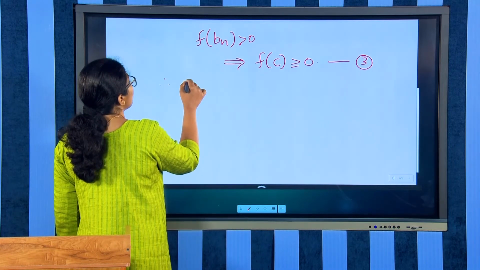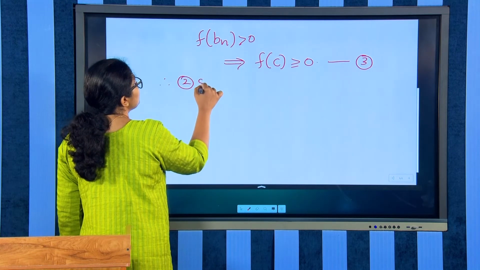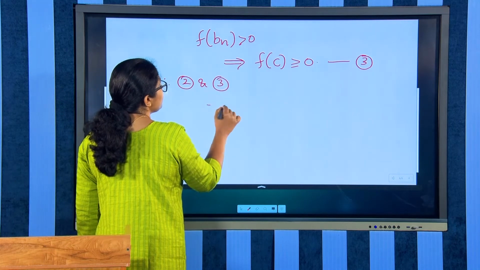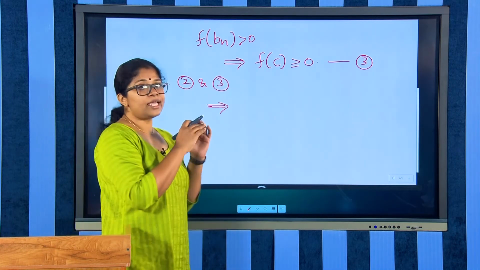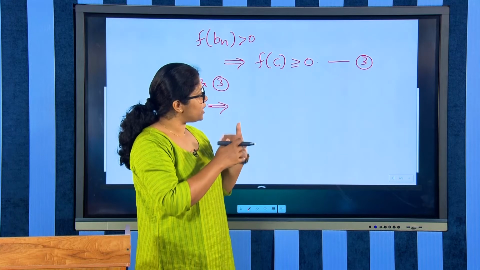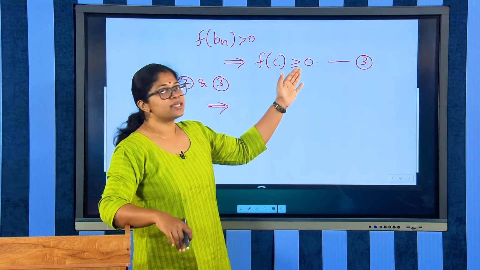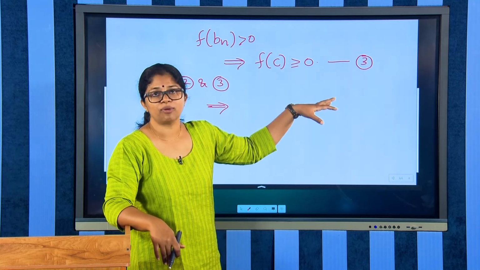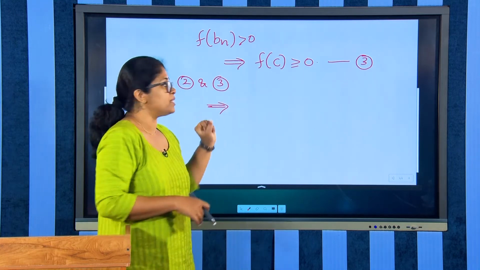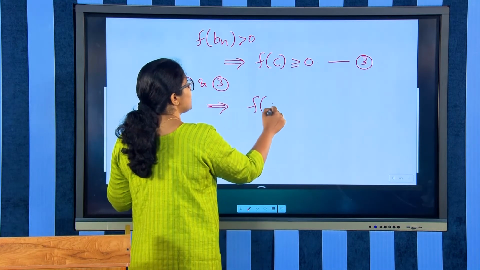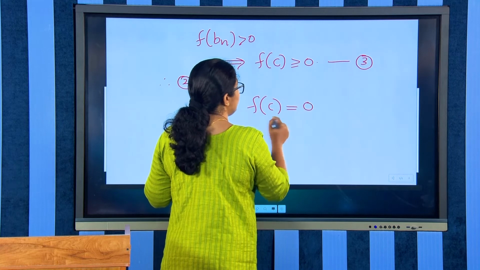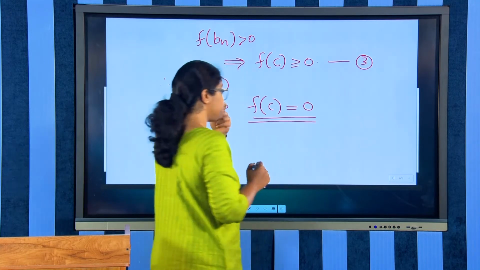Therefore, 2 and 3 indicate that on one side you should have f of c less than or equal to 0, and on the other side you should have f of c greater than or equal to 0. So both holding forces f of c to be exactly equal to 0.